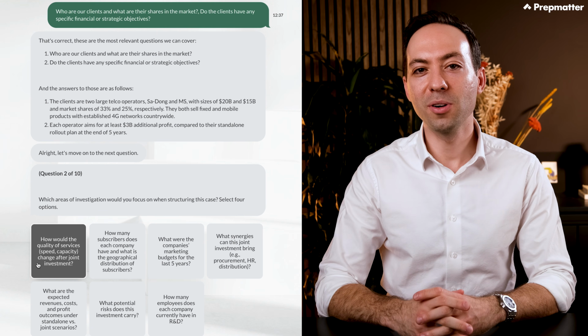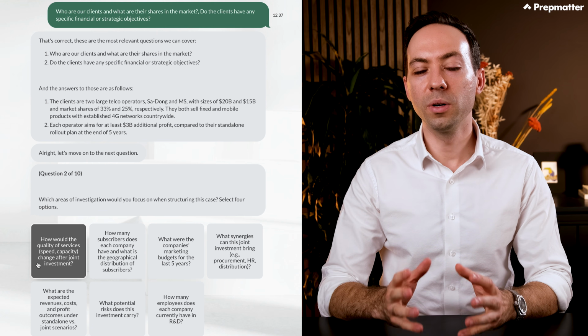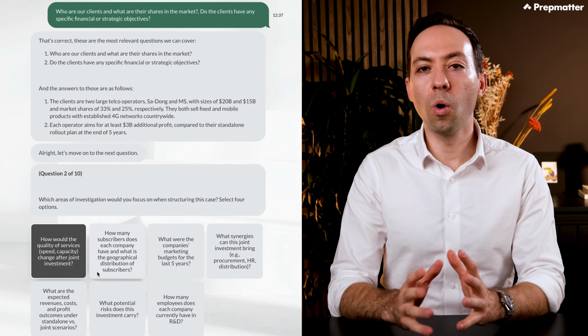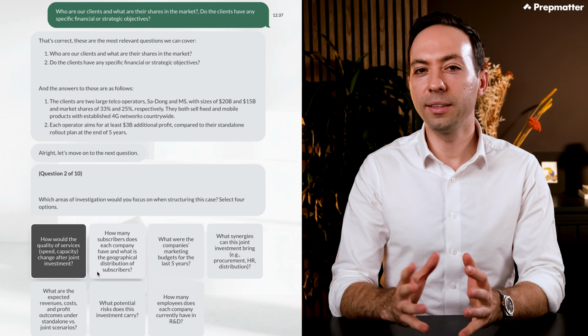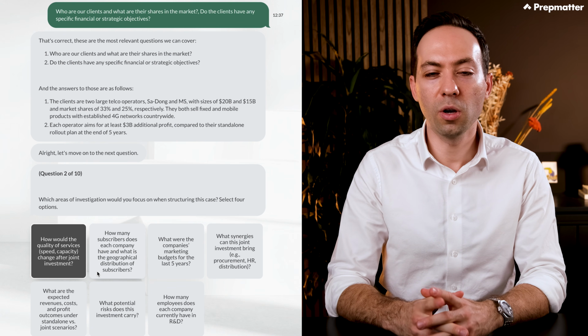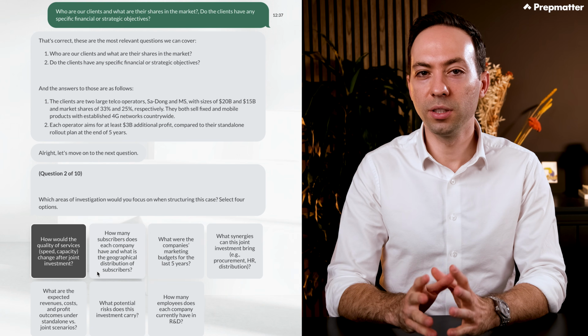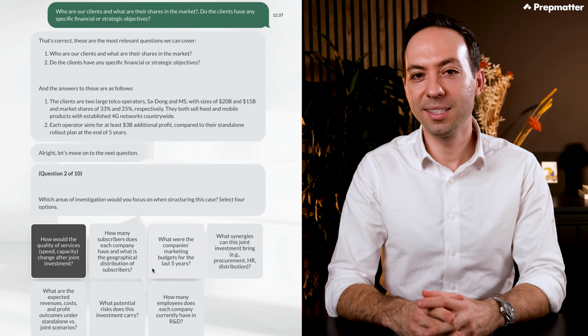Next, how many subscribers does each company have, and what is the geographical distribution of subscribers? This might be relevant, but we already learned their revenues and that they operate countrywide. I won't pick this option. Next, what were the company's marketing budgets for the last 5 years? I wouldn't pick this either.